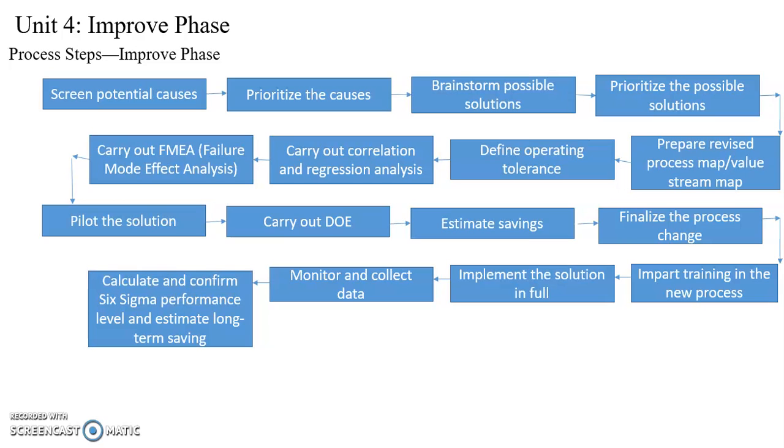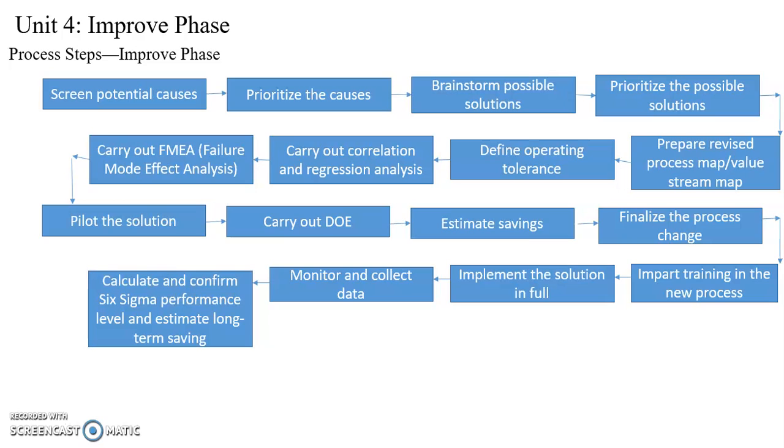The next step is to estimate the savings. When the team finalizes the solution which is expected to give consistent results, the next step is to estimate the savings for the next 3 years. What will be the saving if you implement this solution? That they will check here. And the next step is to finalize the process change.